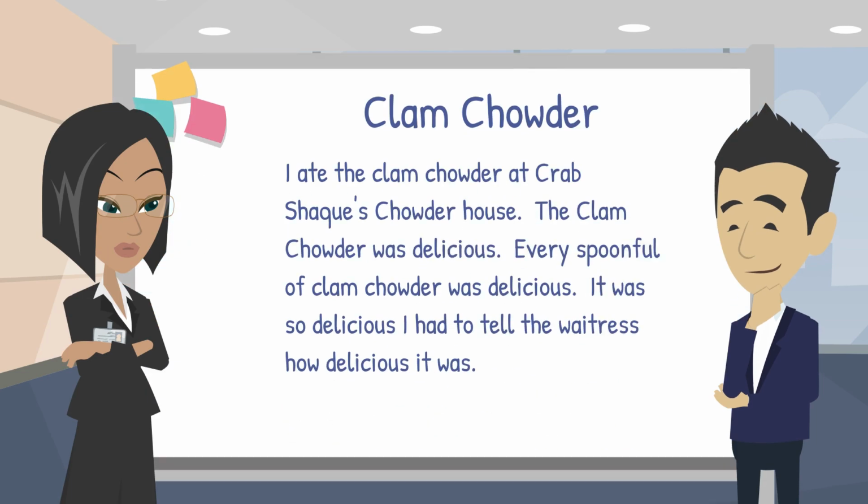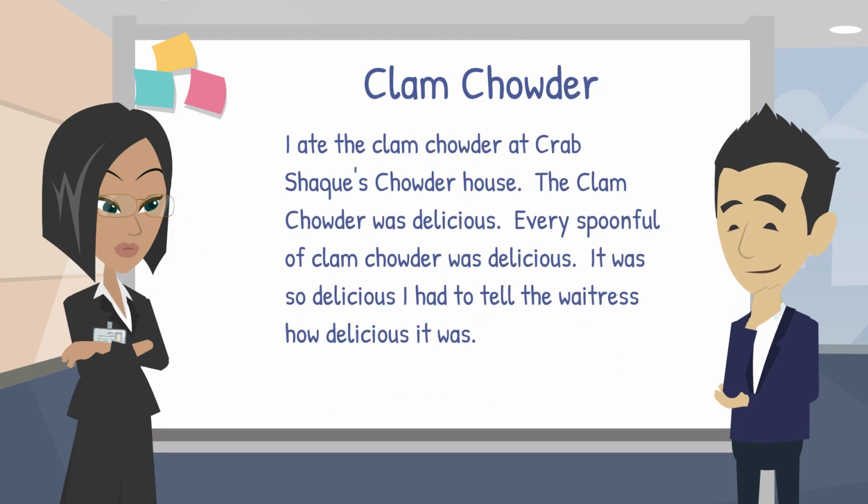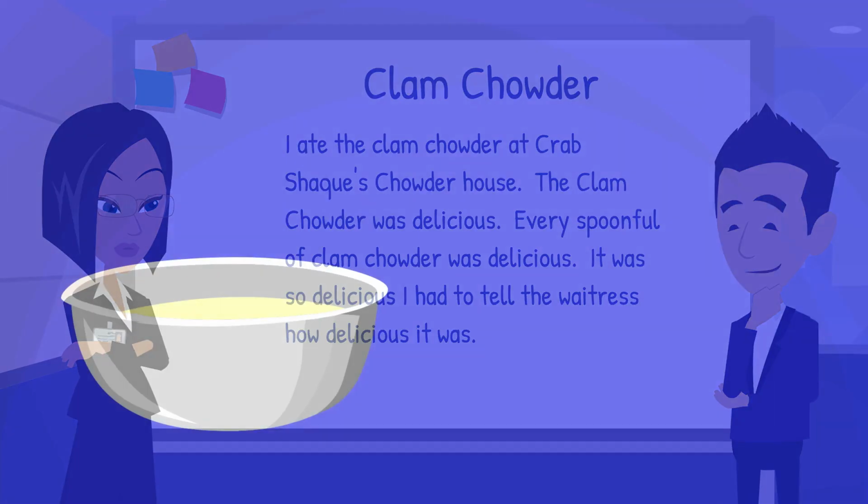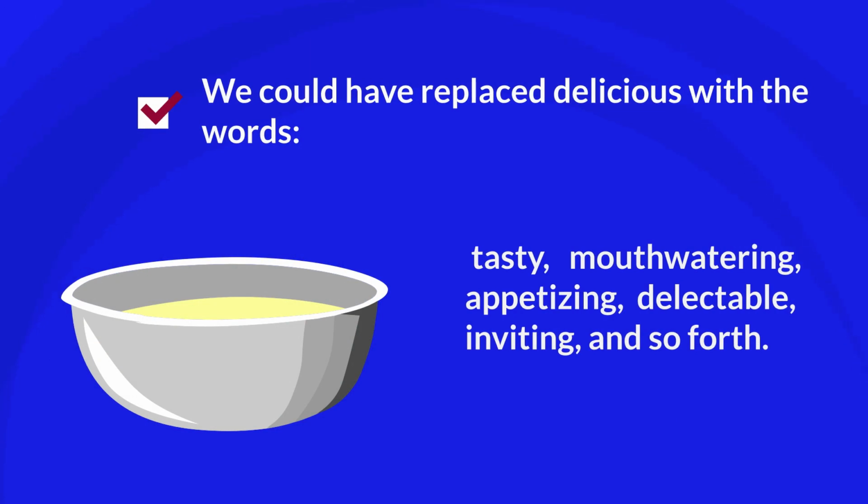People begin to be annoyed when a writer or speaker uses the same word repeatedly. For example, I ate the clam chowder at Crab Shack's Chowder House. The clam chowder was delicious. Every spoonful of clam chowder was delicious. It was so delicious I had to tell the waitress how delicious it was. As you can tell in this previous sentence, we could have replaced delicious with the words tasty, mouth-watering, appetizing, delectable, inviting, and so forth.